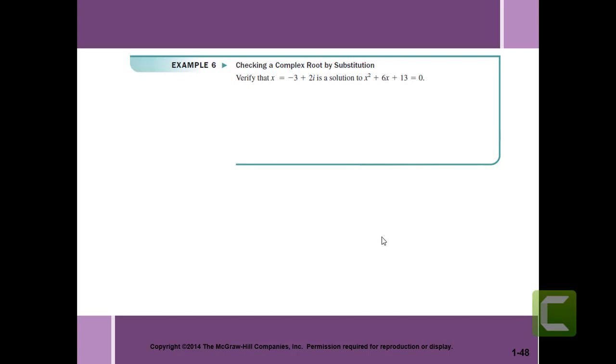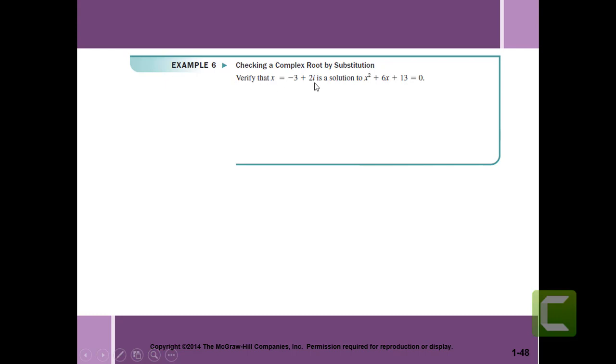Okay, now, what about checking a complex root by substitution? So what do we mean by a complex root? It's a root. So remember, a root is any value of x that makes an equation, let's say a quadratic equation, equal to 0. Or graphically, it's where the graph of the function crosses or intersects with the x-axis. Okay, so those are what we call roots, or the zeros of the equation.